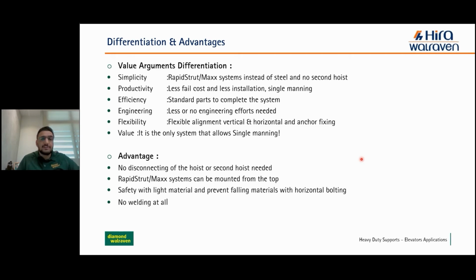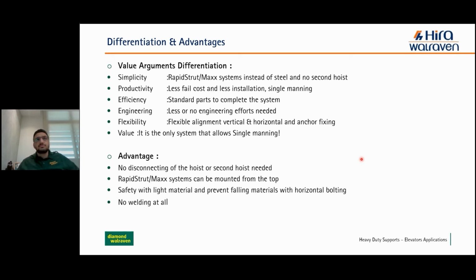Flexibility: flexible alignment for vertical and horizontal installation. What are the advantages? No disconnecting of the hoist or second hoist needed. The Max system can be mounted from the top, due to its light weight. Safety: with the light material, falling material is prevented, with horizontal bolting and no welding at all.